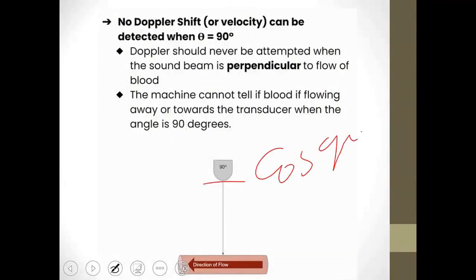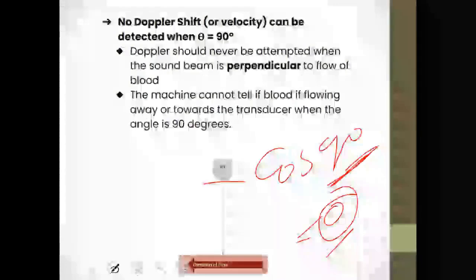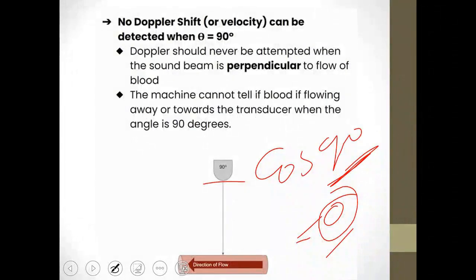If you substitute with the cosine of 90, you will find it equals 0. What does 0 mean? It means you will multiply all the previous terms by 0, which means you won't be able to detect any information about the Doppler shift, right? And so you are not detecting any information about the velocity or the speed of the blood flow.